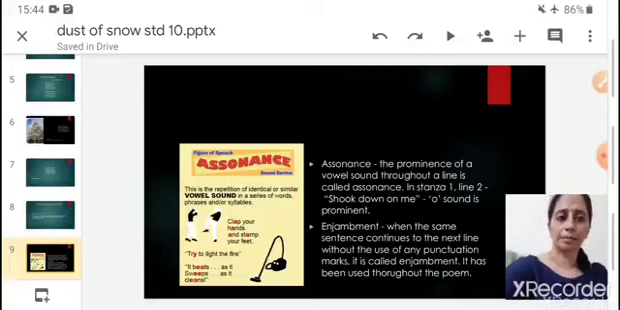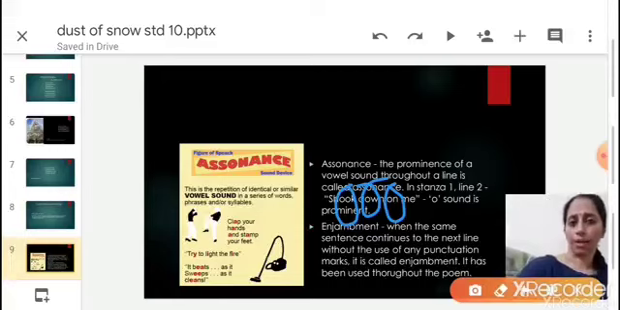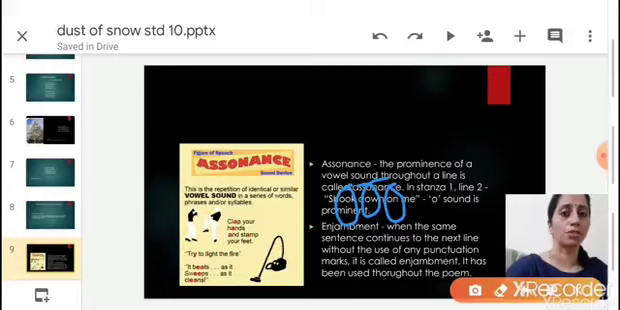Look at this line. Shook down on me. Shook down on me. The vowel O over here. The vowel O in the word down and on as well. The sound of O is getting repeated. So this figure of speech is an assonance. Look at the example sentence over here.